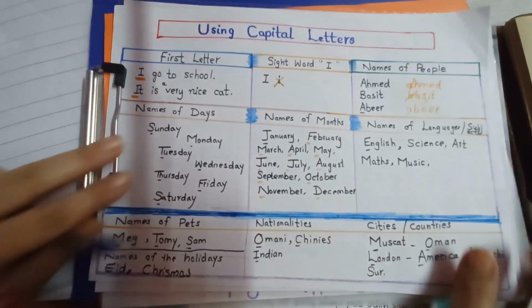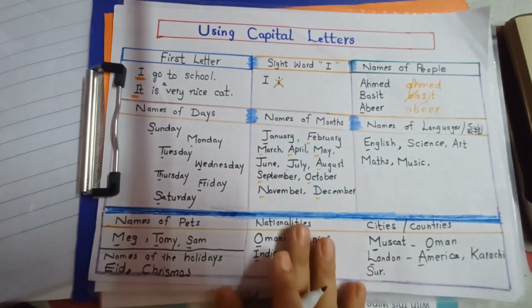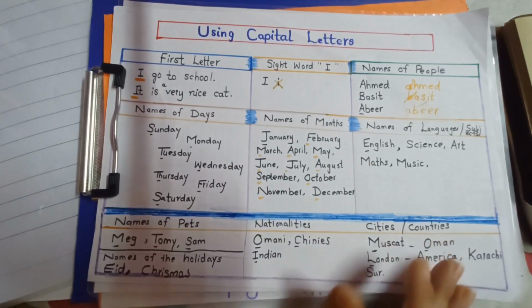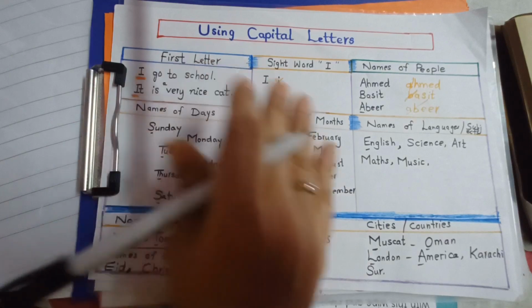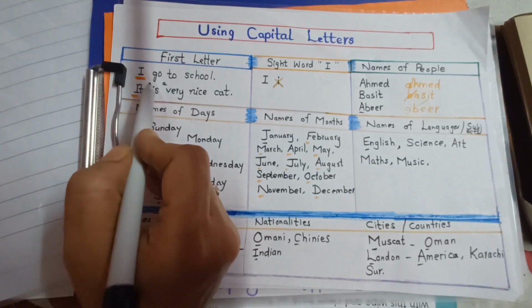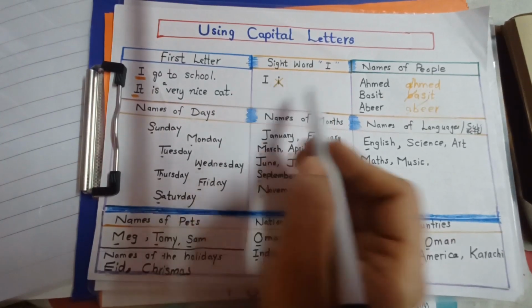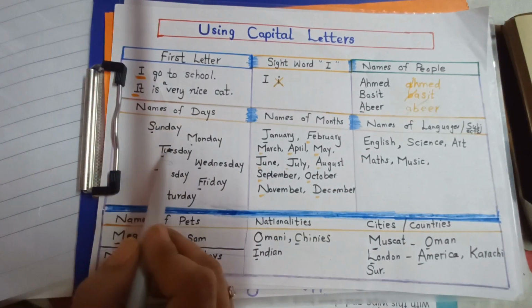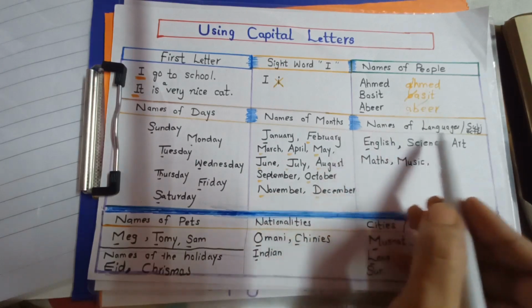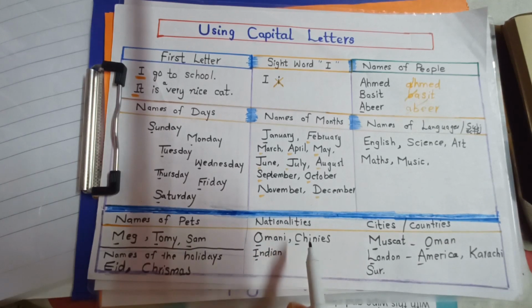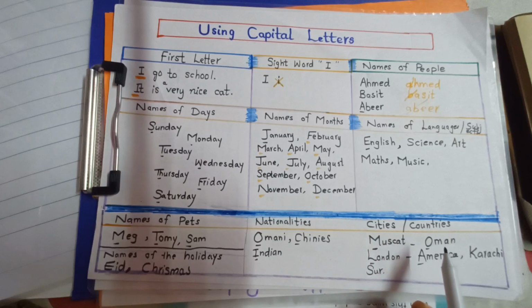So you can take a screenshot of it and save it and learn the rules of using capital letters. If you get any question on using capital letters, remember these things. The first letter should always be capital. The sight word I should be capital. Names of people should be capital. Names of days, names of months, names of languages and subjects, names of pets, nationalities, names of cities and countries, and names of holidays.